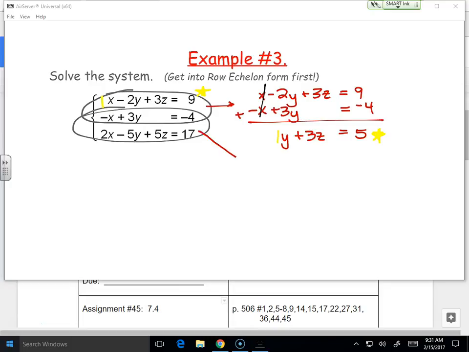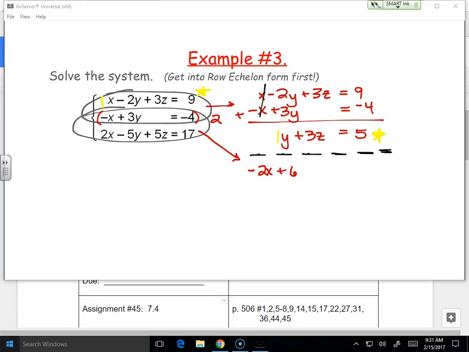But wait a minute. Can I add down and eliminate the x's with the second two? No. Well, stink. But what can we do? Can we multiply the top one by 2? Sounds good to me. Let's multiply this top one by 2. We didn't do it for the first one, but we will do it for the second one.